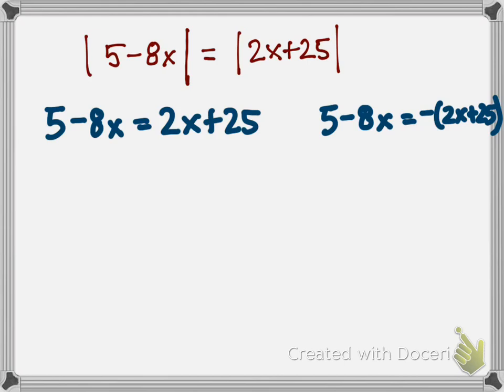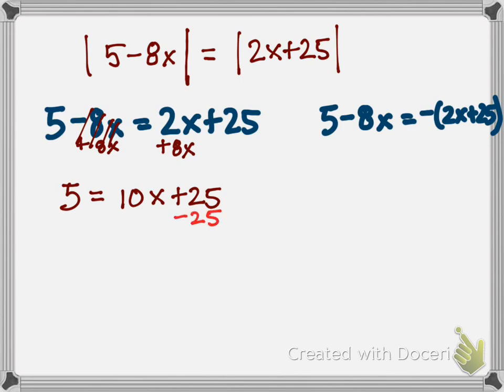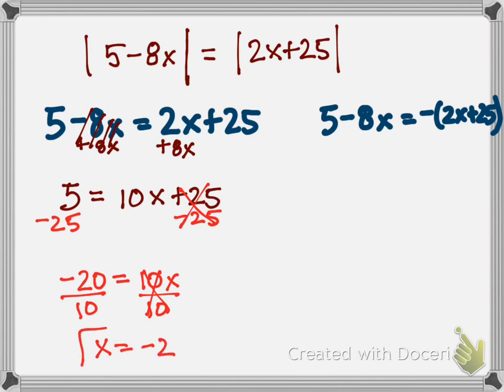I'm going to add my 8x to the other side just so that my x's will stay positive. I'd prefer that. But you could bring the 2x over. 5 equals 10x plus 25. And so now I need to get the x's all alone, so I'm going to ditch the 25. If I subtract 25 from both sides, I should get negative 20 is equal to 10x. Well, 10 times what is negative 20? If you divide both sides by 10, you can see the answer is negative 2.